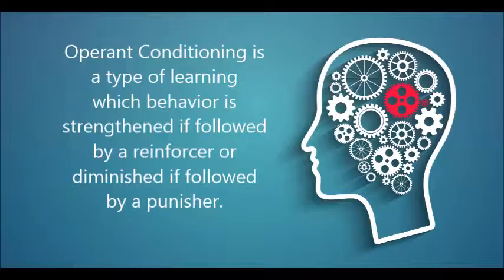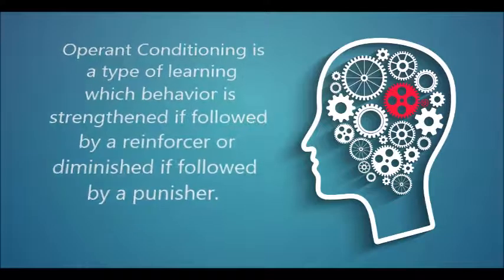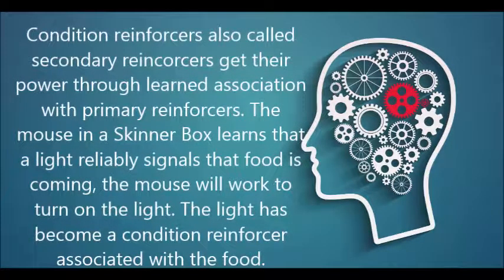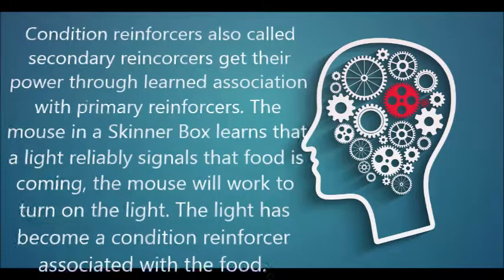Operant conditioning is a type of learning in which behavior is strengthened if followed by a reinforcer, or diminished if followed by a punisher. Conditioned reinforcers, also called secondary reinforcers, get their power through learned association with primary reinforcers. If a mouse in a Skinner box learns that a light reliably signals that food is coming, the mouse will work to turn on the light. The light has become a conditioned reinforcer associated with the food.